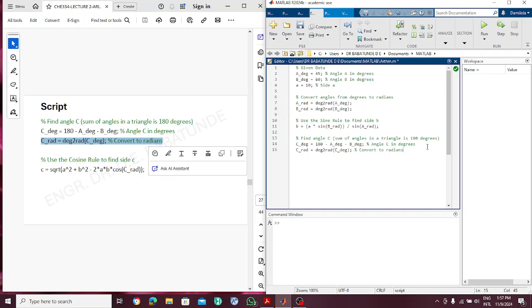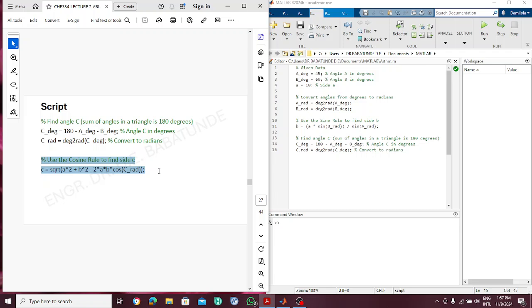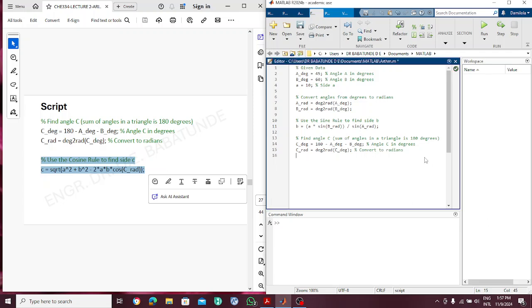After the conversion, we can now find the value of C, which is going to be the square root of side A squared plus side B squared minus 2 multiplied by side A multiplied by side B cos C in radians. So this line solves that.